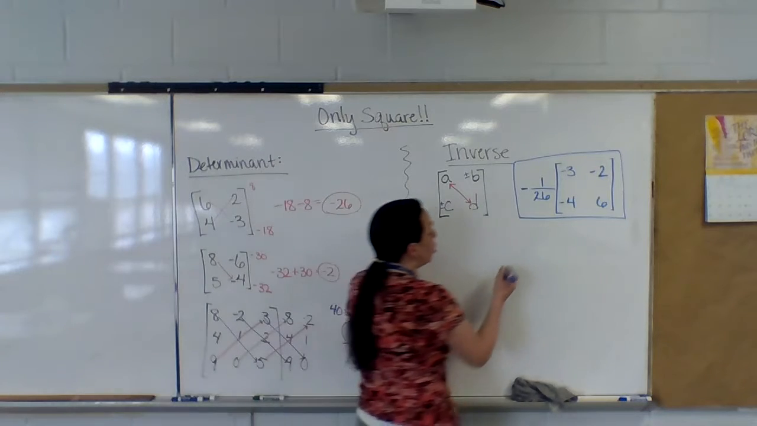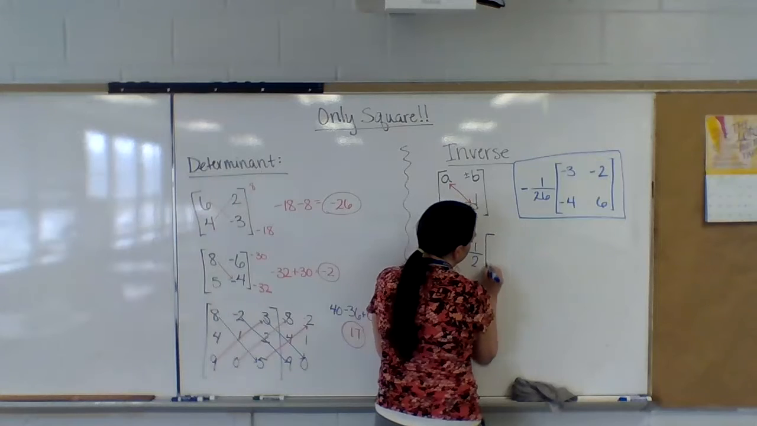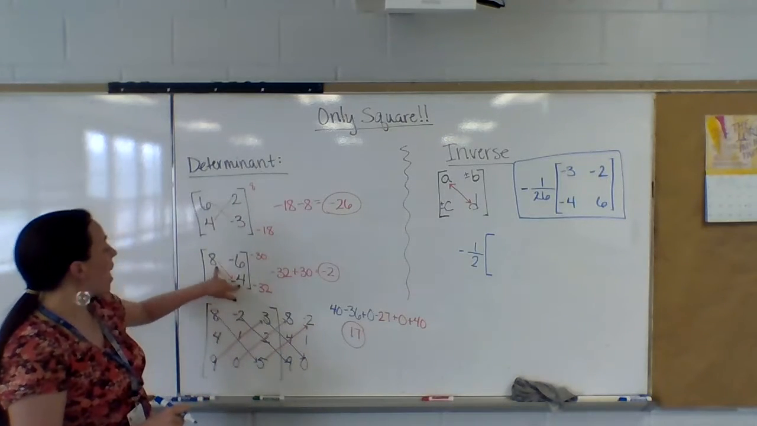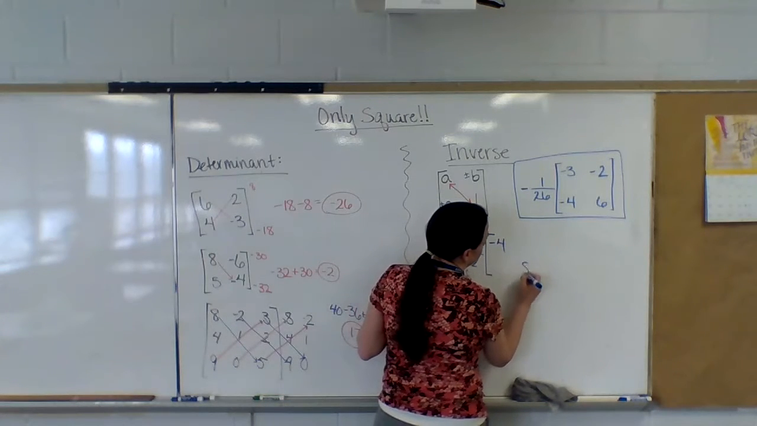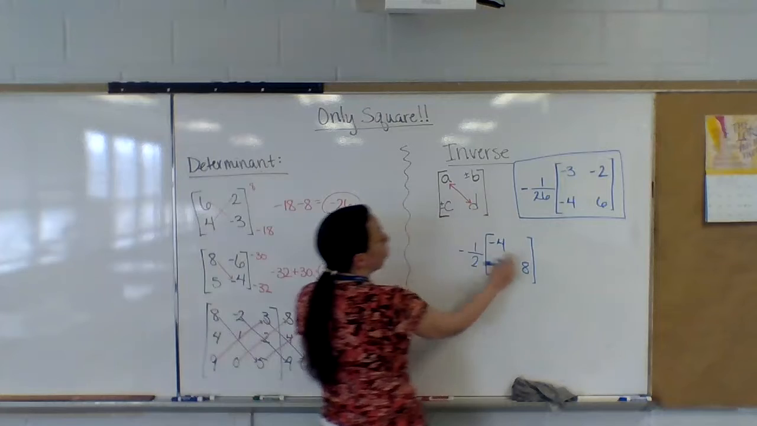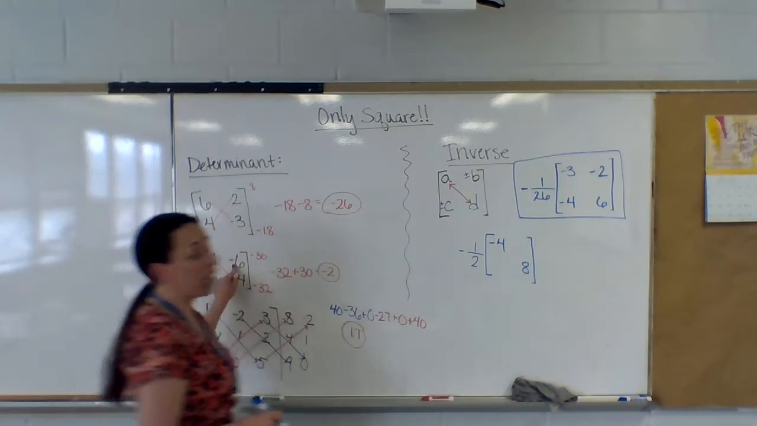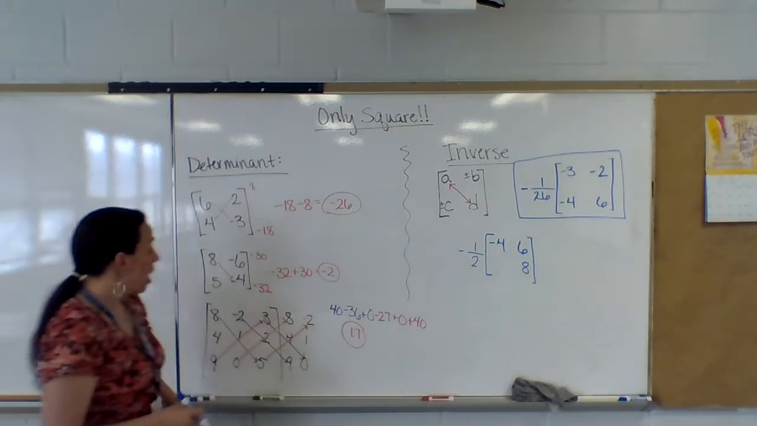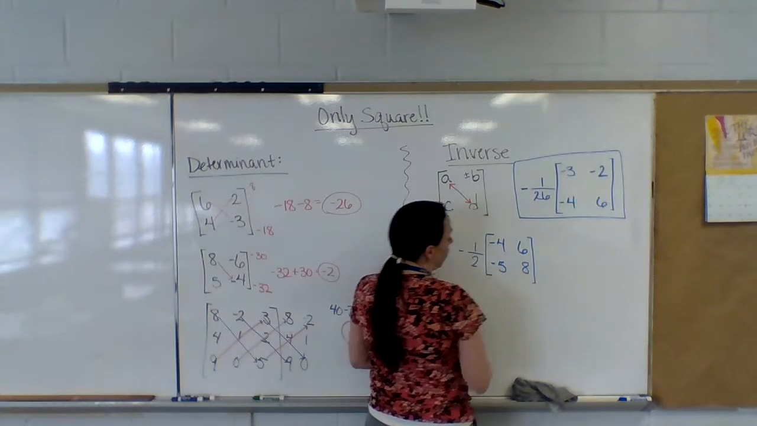Negative 2 is my determinant, so I'm going to write 1/2, and I'm going to write my negative out in front. I have to take that 8 and the negative 4, pick them up, and flip them. So the negative 4 goes first, the 8 goes last. Next, I see a negative 6. That negative 6 has to become a positive 6. I see a positive 5. That positive 5 becomes a negative 5.